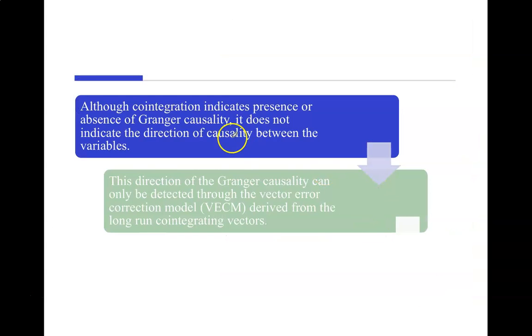Right? You see that co-integration indicates the presence or absence of Granger causality. It means that if co-integration exists, there's supposed to be a causality, but we do not know the direction of the causality.